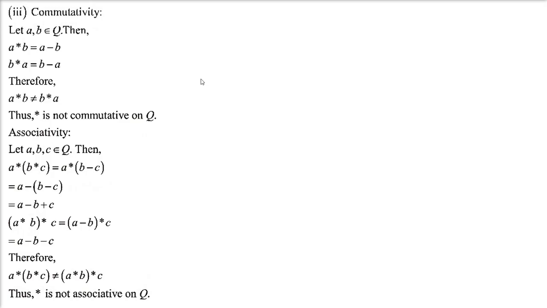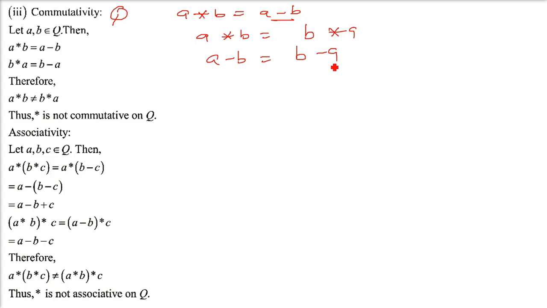Third one. Third one is star on Q defined by A star B equals A minus B. Please remember the 12th question which is coming, the 12th part is exactly the same. So you have to look at it very carefully. So this is star on Q defined by A star B is A minus B. So A star B equals B star A. If it is there, then it is commutative. A star B is A minus B and B star A is B minus A. They are not equal. A minus B is not equal to B minus A. So this star is not commutative on Q. Q, that means the rational numbers.